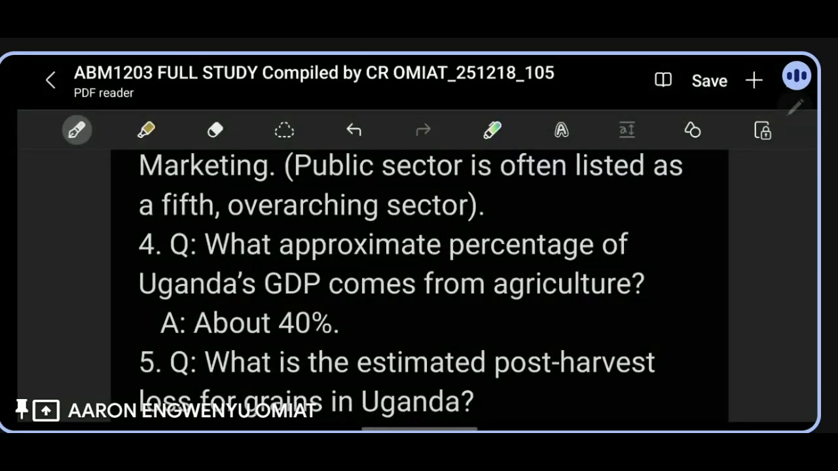What's the estimated post-harvest loss for grains in Uganda? This is S's question.